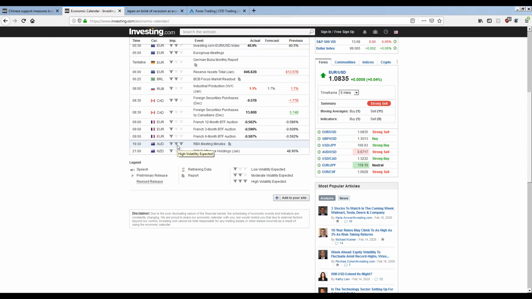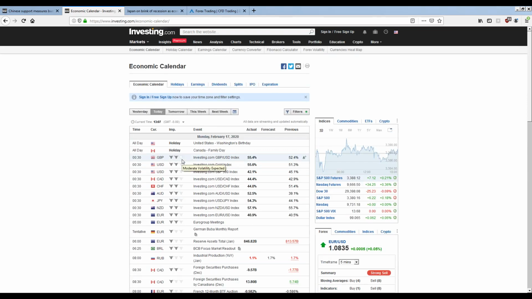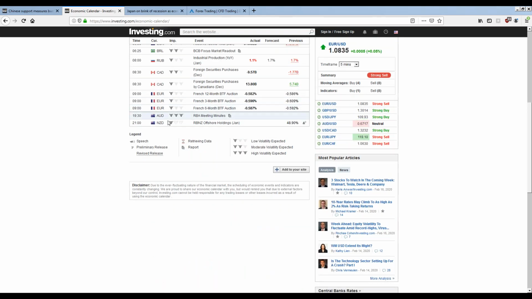And on other platforms, like Forex Factory, it shows a different symbol. But in general, 3 bullheads on this platform means high impact, high volatility expected. And so another platform, Forex Factory, does red, orange, and yellow for high impact, medium impact, and low impact. So there are different economic schedule platforms that you can use. This is just one of them. And so we'll keep that in mind.